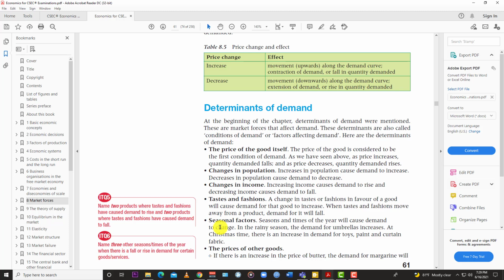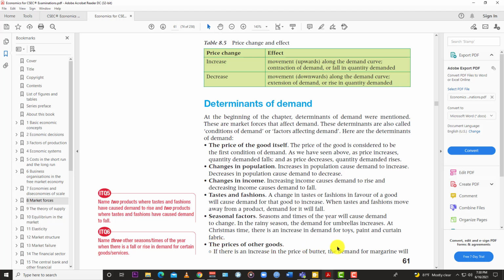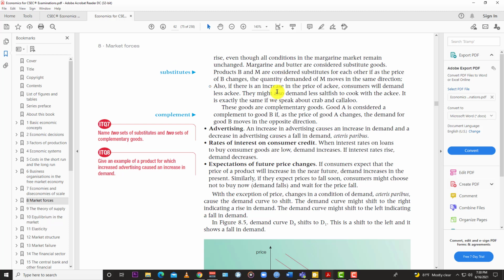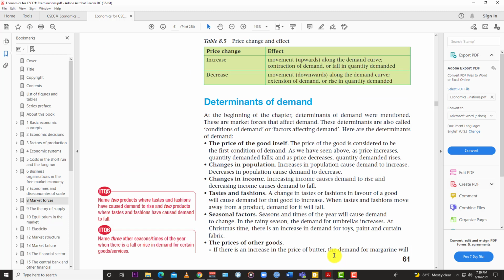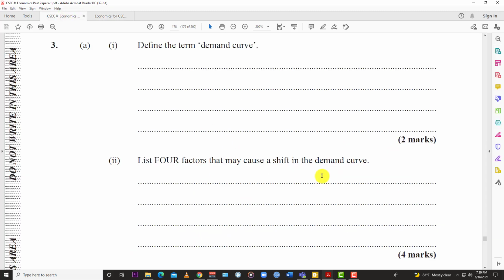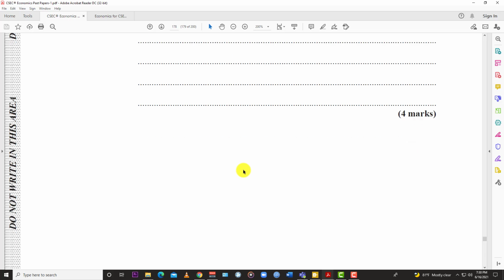And then you have the price of other goods. If there's an increase in the price of butter, the demand for margarine will rise. Because margarine and butter are so similar, good substitutes, if the price of one increases, then the demand for the other will increase. So there's a shift to the right for that one, a shift to the left for the other one. So those are the determinants of demand. They are what would cause the shift in the demand curve, whether it is left or right. So that's 4 easy marks right there. They actually just list, right? Just list.